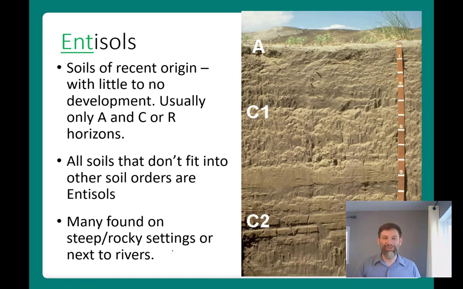Our last order, the entisols. And ent is from recent. So inceptisols they're just getting started, they're young soils. Entisols are baby soils. They haven't even gotten as far down the road as the inceptisols. Almost no development. Usually it's an A on a C, or an A on an R. We don't even have a B horizon that is developed because they are recently deposited.